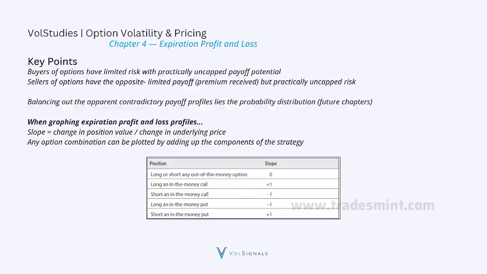Of course, sellers do have the opposite profile. When you sell an option, you're taking on, in theory, an undefined risk. Again, it's bounded in reality. But you're taking on risk that is far in excess of the premium you receive. It's much like the way insurance premiums work.